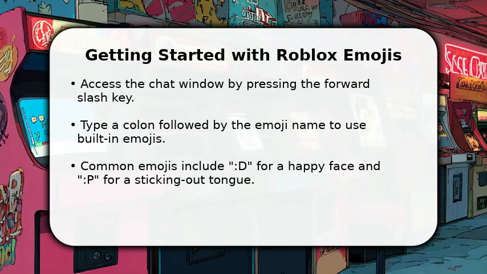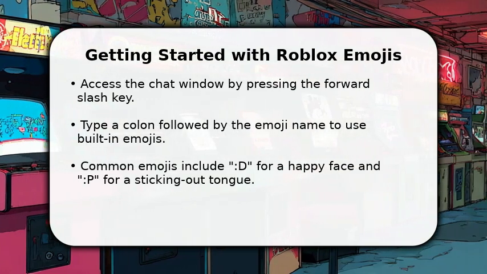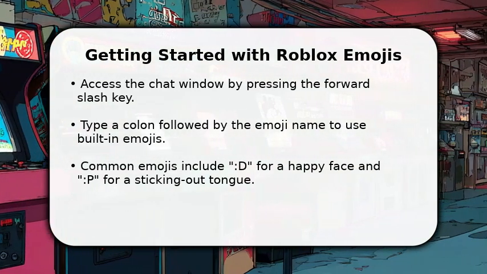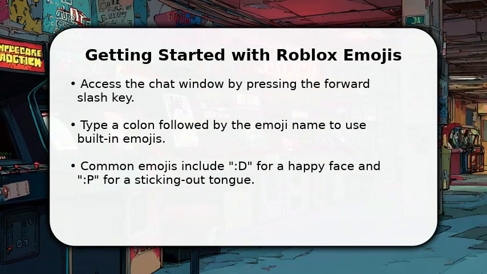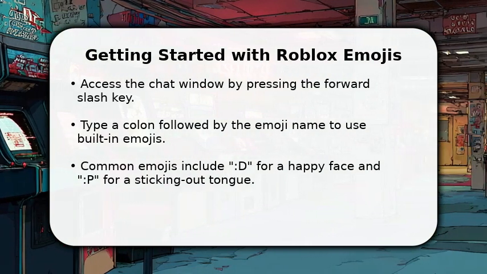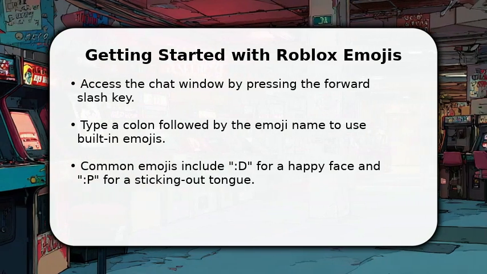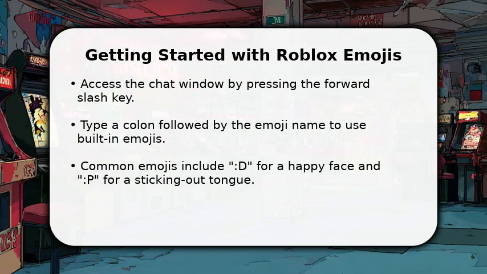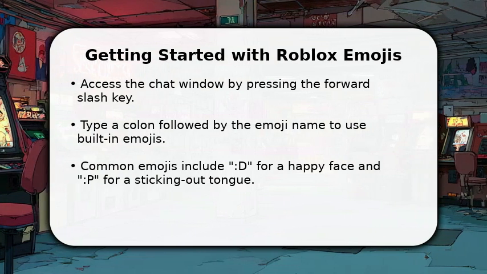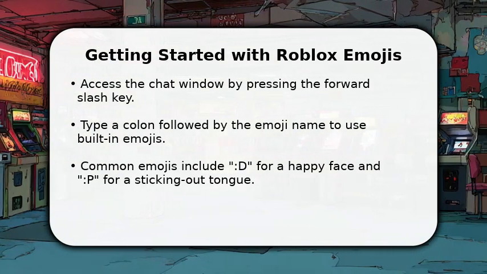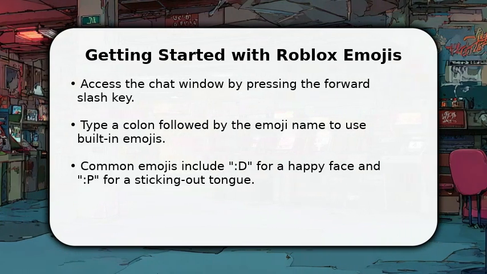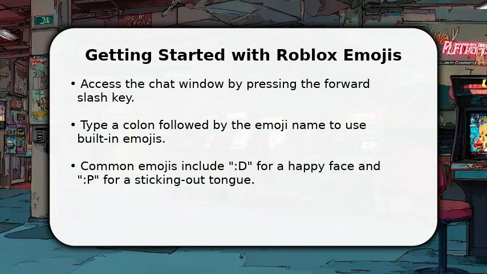In this video, I will explain how to get Roblox emojis. To begin, open your chat window by pressing the / key on your keyboard. Once the chat is open, you can type a colon followed by the name of a basic emoji. For example, typing a colon and then D will display a happy face. Similarly, a colon and P will show a tongue sticking out. This is the simplest way to express yourself quickly in-game.